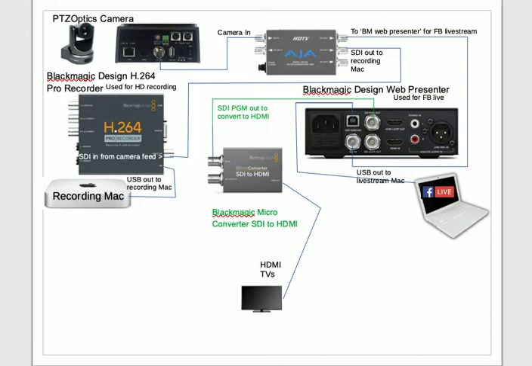The Blackmagic web presenter has a PGM output, is the label. This is program out. This is SDI, and what it is, a video signal to monitor what's being output to USB. It provides the video and audio. If you're sending audio into this box, out of the program is everything that is going to USB, audio and video. I took the program out, converted it to HDMI with a Blackmagic SDI to HDMI microconverter.